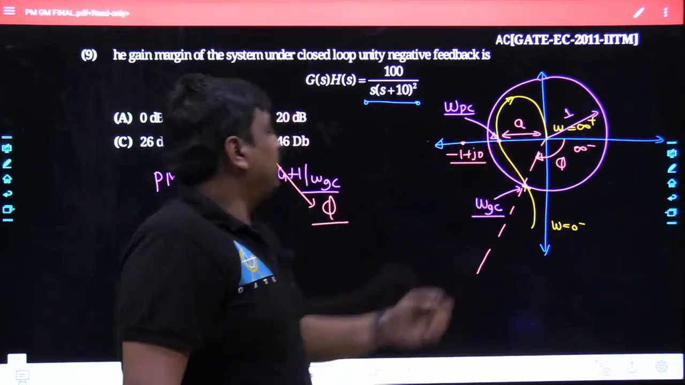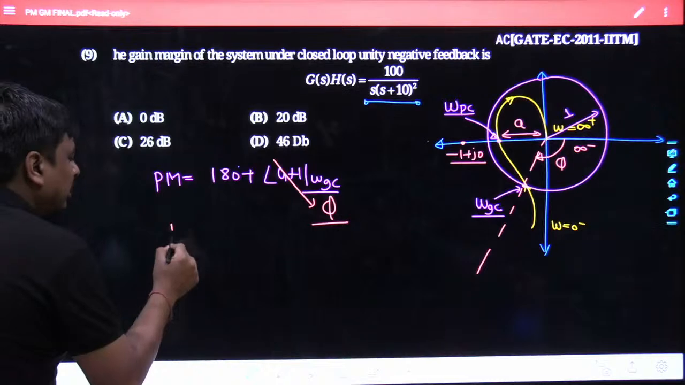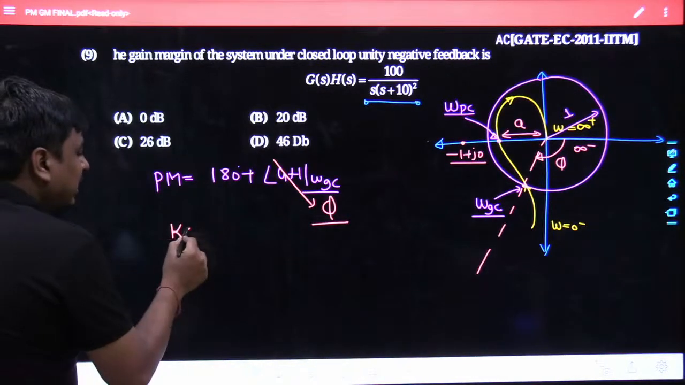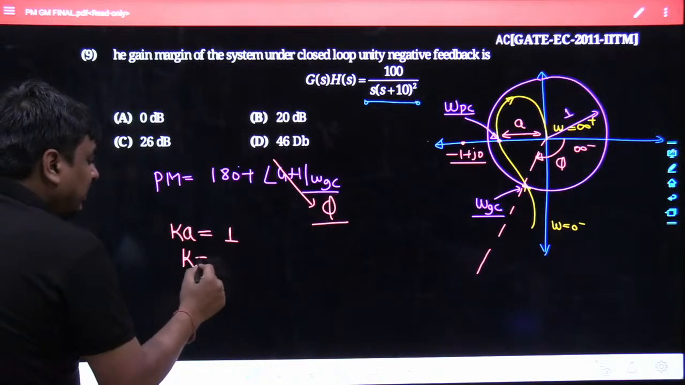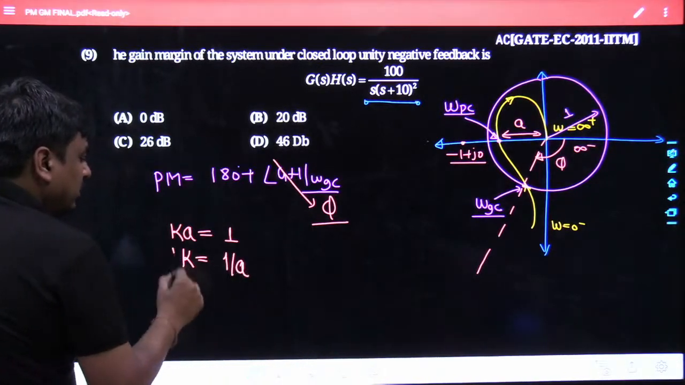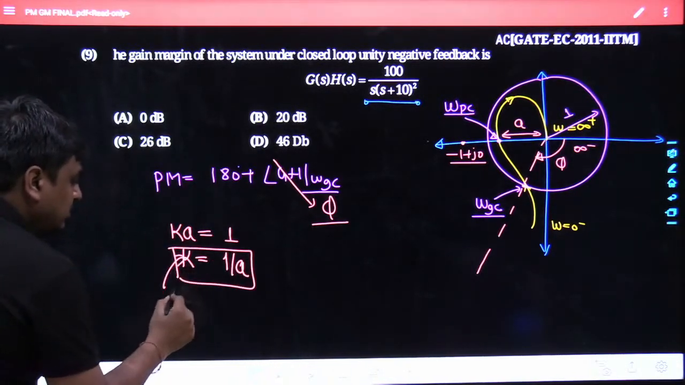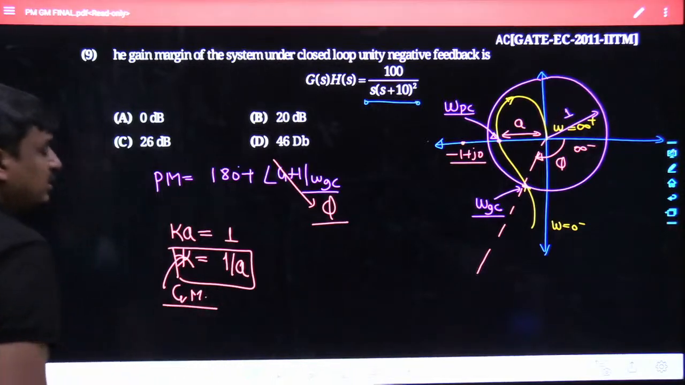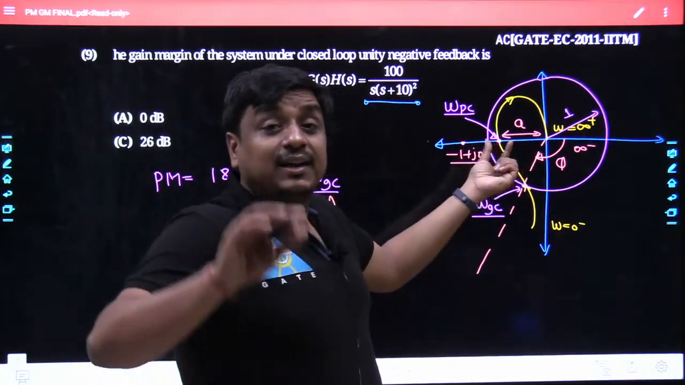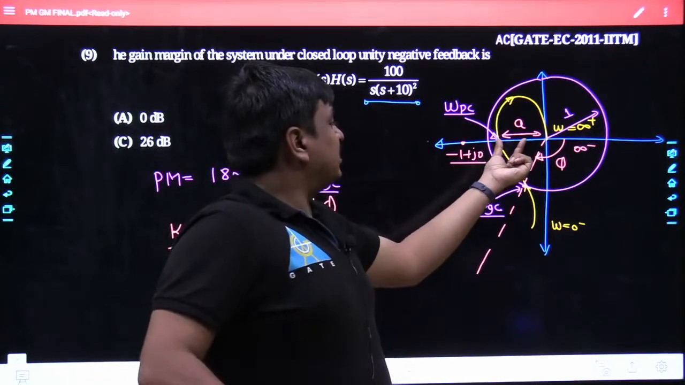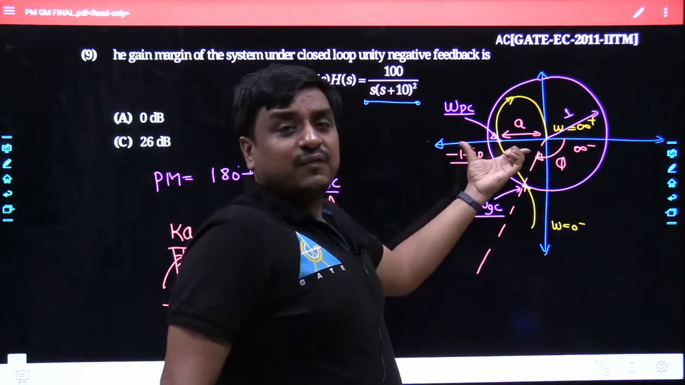So definitely the gain which I can provide, let's take that gain is K. K into A is equal to 1, and here the gain which I get is going to be 1 upon A, and that is nothing but gain margin. That means if it is being kept at 0.5, I can give the maximum gain of 2 such that it reaches the verge of instability.